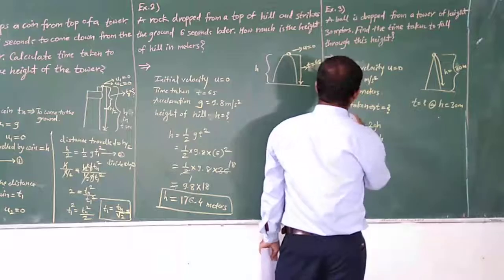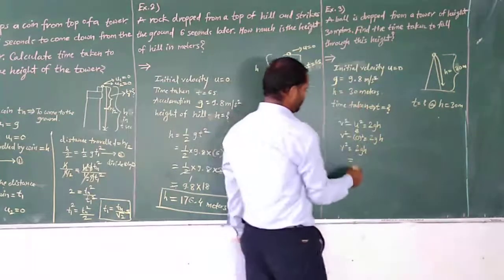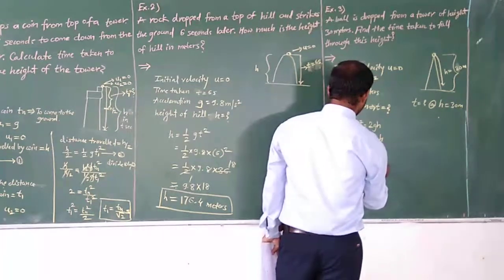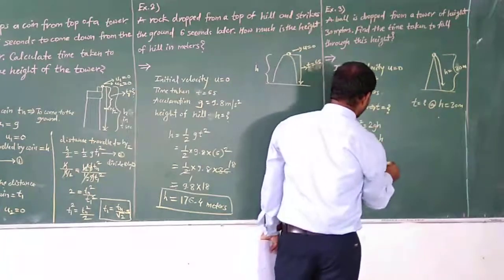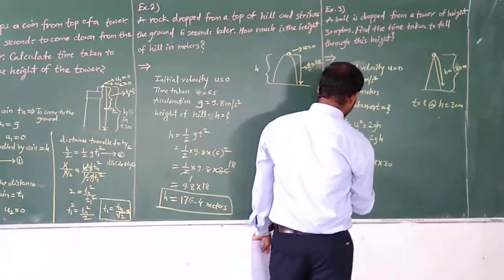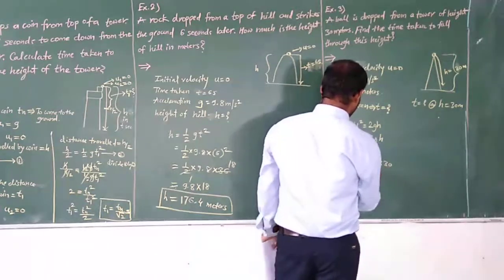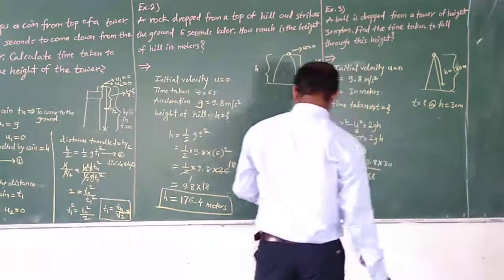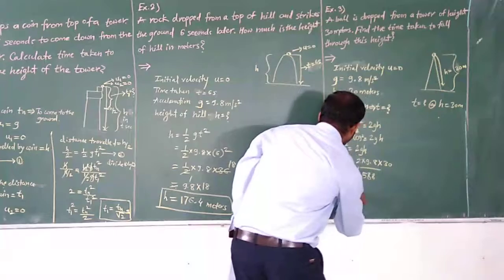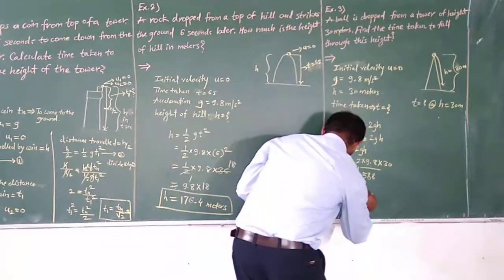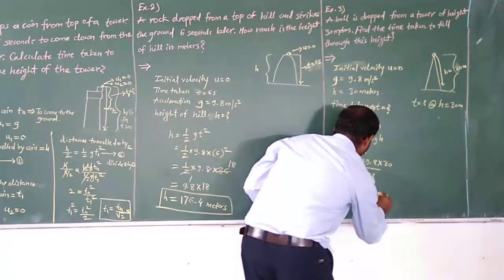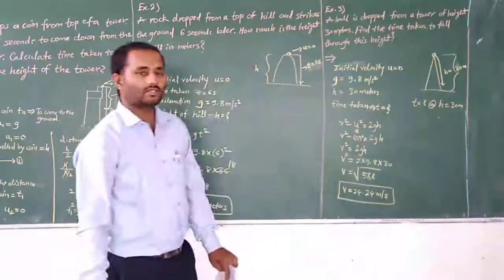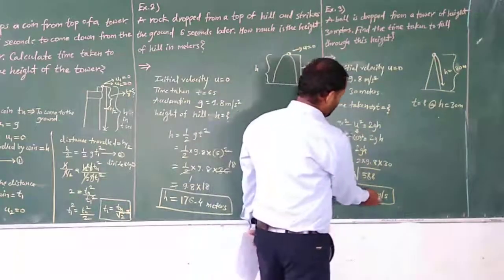Here we know h is 30 meters, and g we know, so put the values. v square is equal to 2 multiplied by 9.8 multiplied by 30 meters. So v is equal to the square root of 588, which is 24.24 meter per second. This is the final velocity we found out.